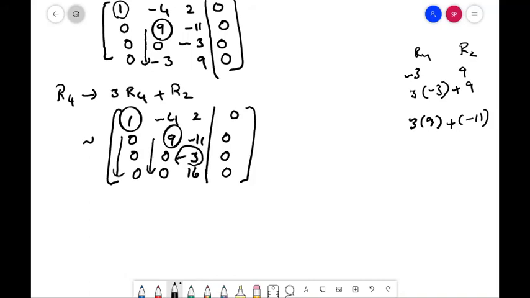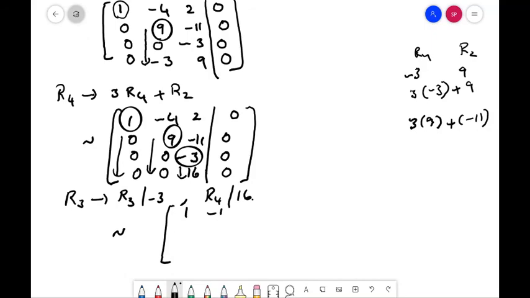Now I have here another pivot. So we have to make this 16 zero using this. Before doing that, let us simplify it more. R3 divided by minus 3, and then R4 divided by 16. So the matrix will get transformed to 1, minus 4, 2, 0, and then 0, 9, minus 11, 0, 0, 0, 1, 0, and then 0, 0, 1, 0.